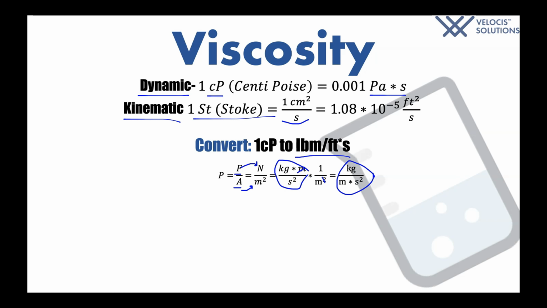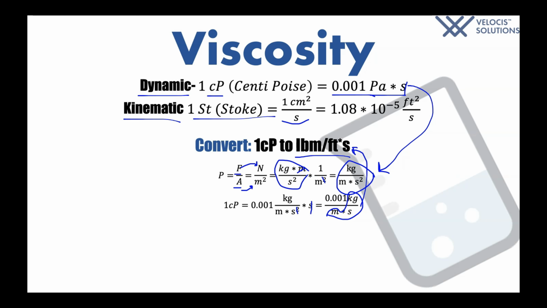We know that 1 centipoise is equal to 0.001 Pascal multiplied by second, and we apply the same thing here. We multiply Pascal by second and cancel out the common factor. And as a result, we get this expression which is identical to that unit, but represented in a different unit system.